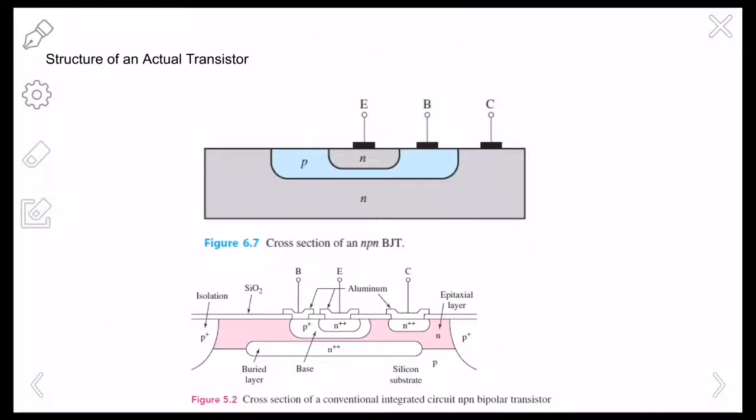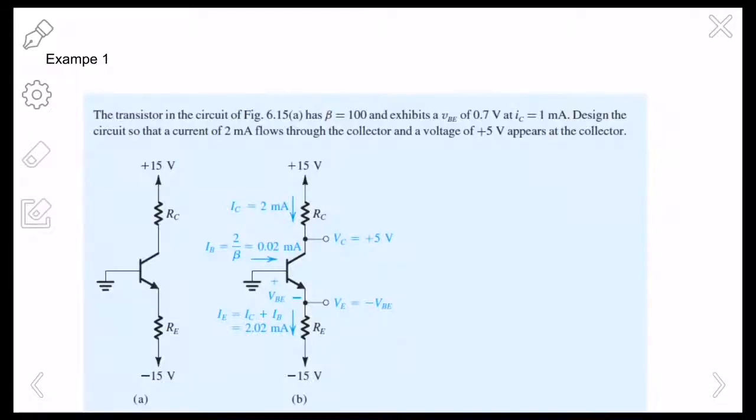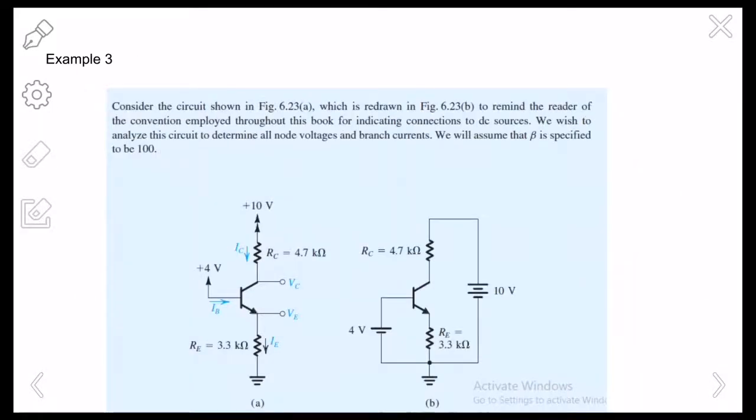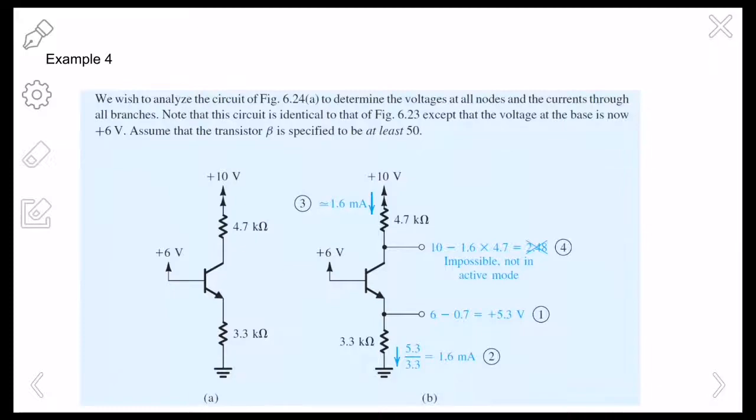Now let's move on to today's example, example number 4. This particular example is from the book Microelectronic Circuits by Sedra and Smith. It is located most probably at page number 336 or 337. You can go and take a look. The precise example number is 6.5 of the book. So let's talk about the solving procedure of this particular problem.